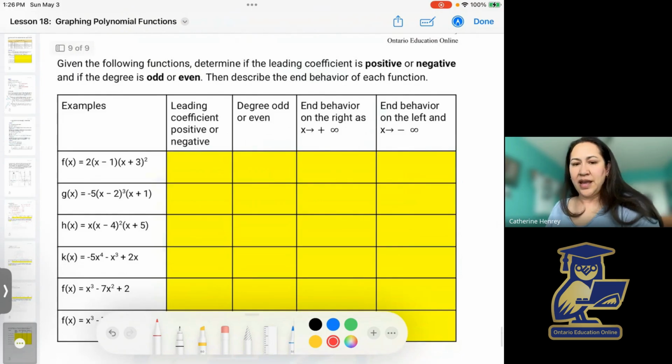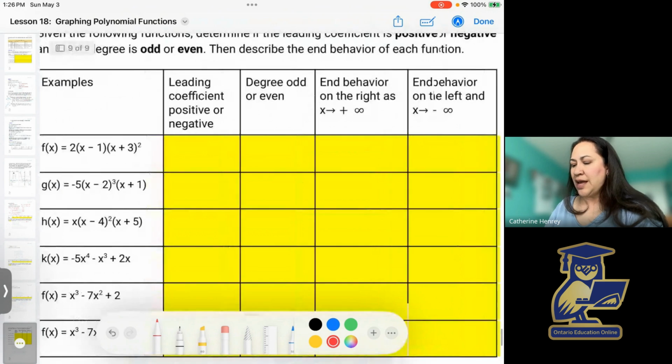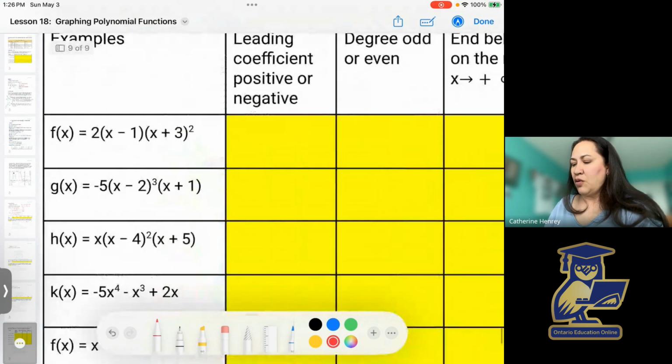and just talk about the end behavior in this chart. So given the following functions, determine if the leading coefficient is positive or negative, and if the degree is odd or even, and then describe the end behavior of each function. So I'm just going to do a couple of them with you and then let you go ahead and do the others on your own. So leading coefficient here is 2. It's positive.